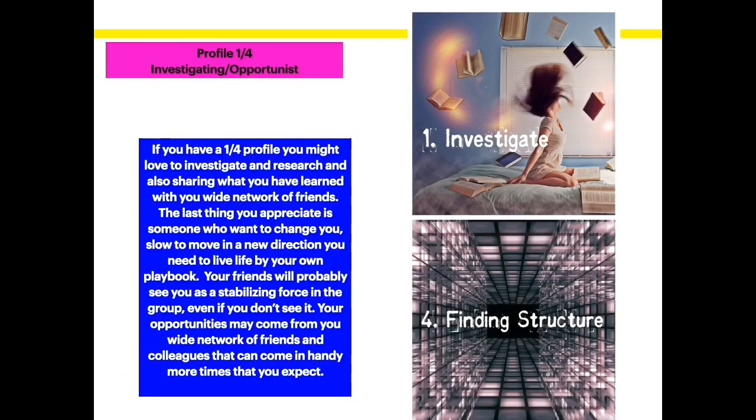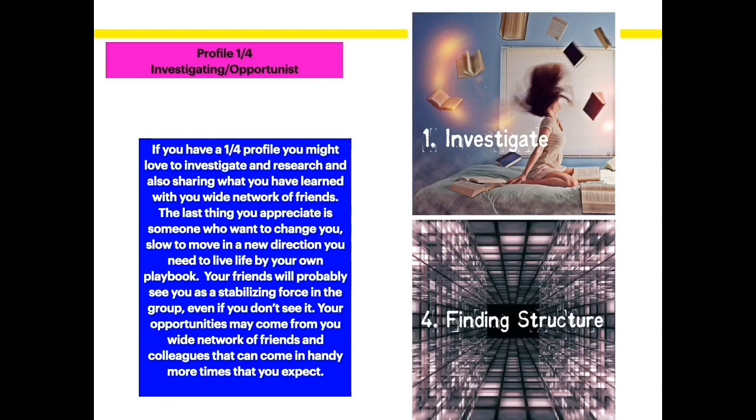So we're talking about the 1-4 profile. We're talking about, again, the investigation. And then we also have the fourth line, which is about the opportunist. Now, when we talk about an opportunist, we're talking about people who have a lot of friends or a lot of groups that they connect with, and they get their opportunities through these groups.